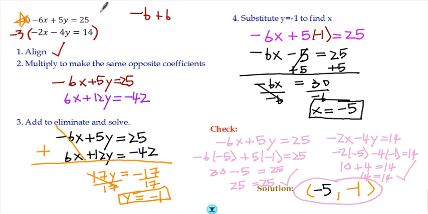And again, if you were graphing these two equations, that means the point of intersection will be negative 5 comma negative 1. Perfect.